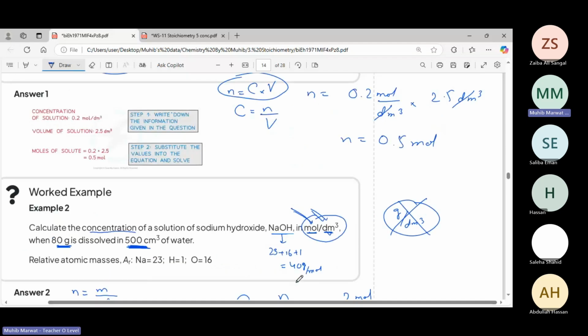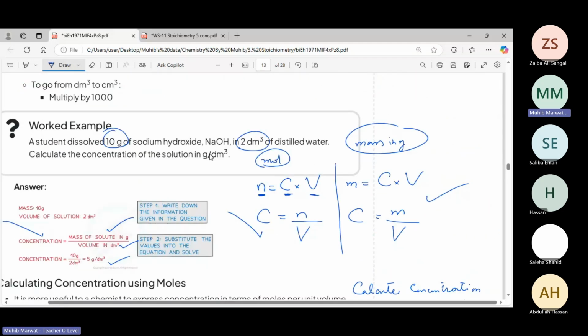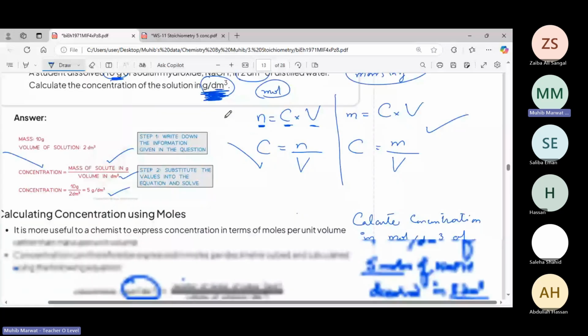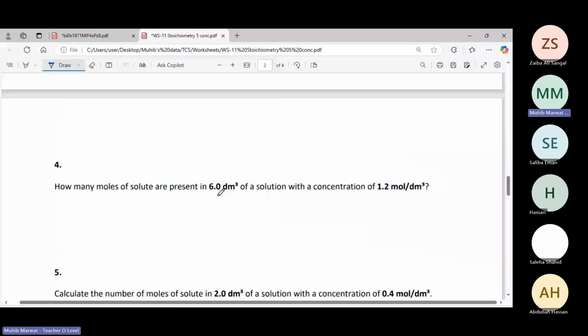Whereas in the previous questions like this one, they were asking us for the concentration in grams per dm cube, right? So the given data is in grams. There is no need to convert this into moles. The volume is already in dm cube, so no need to convert from cm cube to dm cube. Is it clear now? Please respond. Am I audible to you? Yes, sir, it's clear. That's very good. Excellent. Now let's do another question like that one.